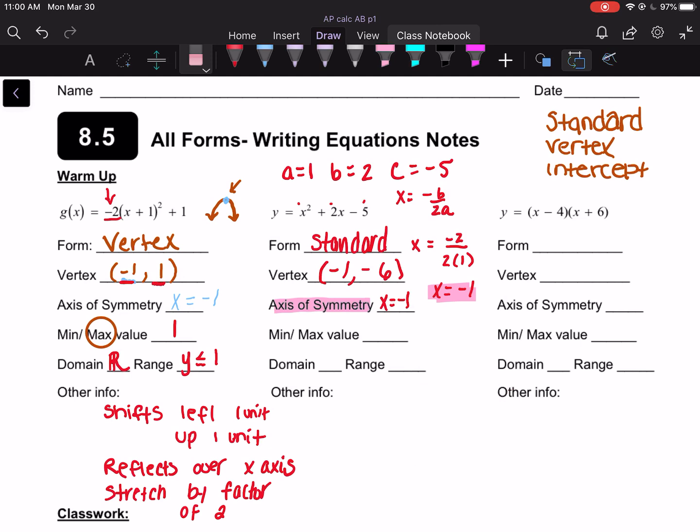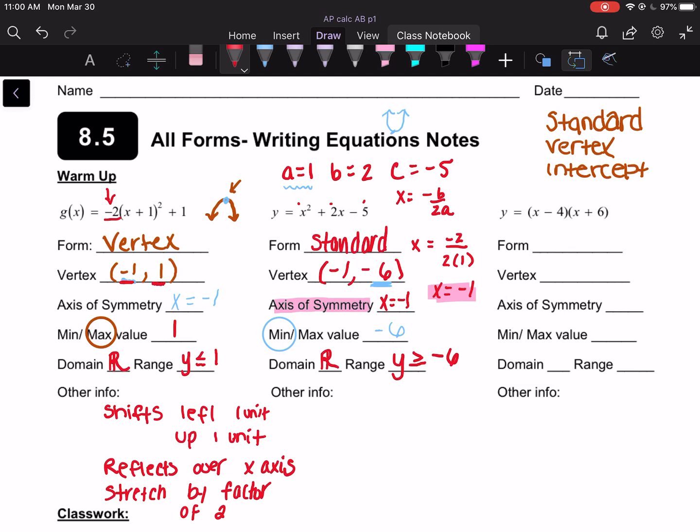Okay, minimum or maximum. Decide, does this parabola open up or down? Since your a value is positive, we know this parabola opens up, and therefore the vertex is the minimum of the graph. And it is at a minimum of the y value of the vertex, so -6. The domain, again, all real numbers. And the range, again, deals with the y value of the vertex. Since it opens up, all the y values are greater than or equal to -6.